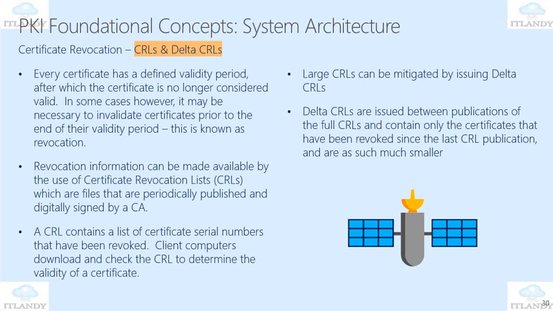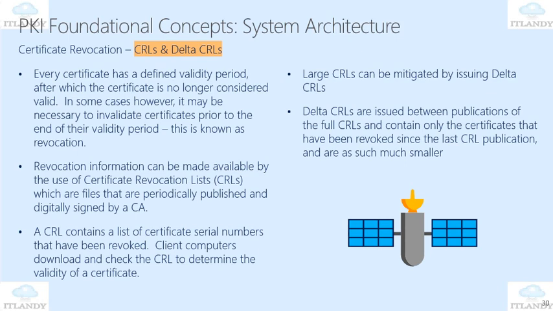Revocation information can be made available by the use of the certificate revocation list, which are files that are periodically published and digitally signed by the CA. So the period for publishing will be tied to the certificate lifetime. The CRL contains a list of certificate serial numbers that have been revoked. Client computers download and check the CRL to determine the validity of the certificate.